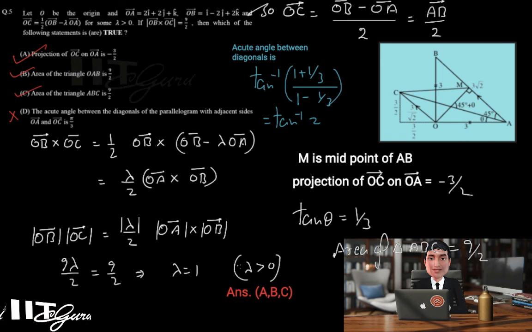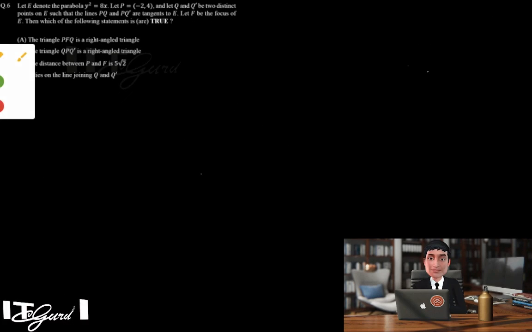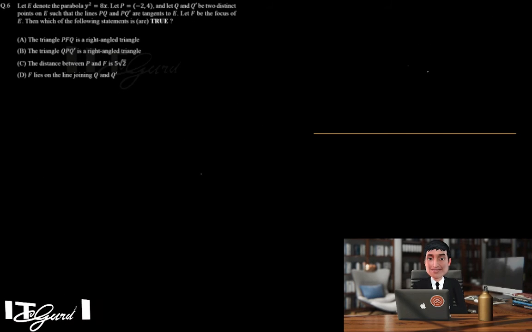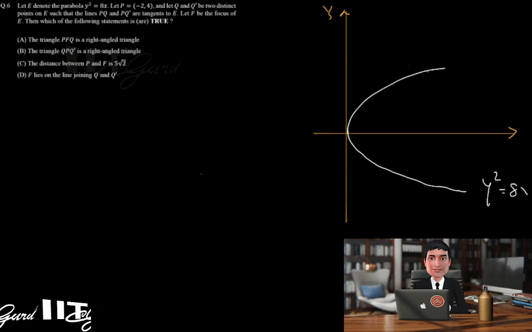Now we have to go for another question, the sixth question. The sixth question belongs to parabola, and this one is y square equal to 8x. So from here, if we see this point minus 2, 4, this will lie somewhere here in the second quadrant. You can see over here minus 2, 4.